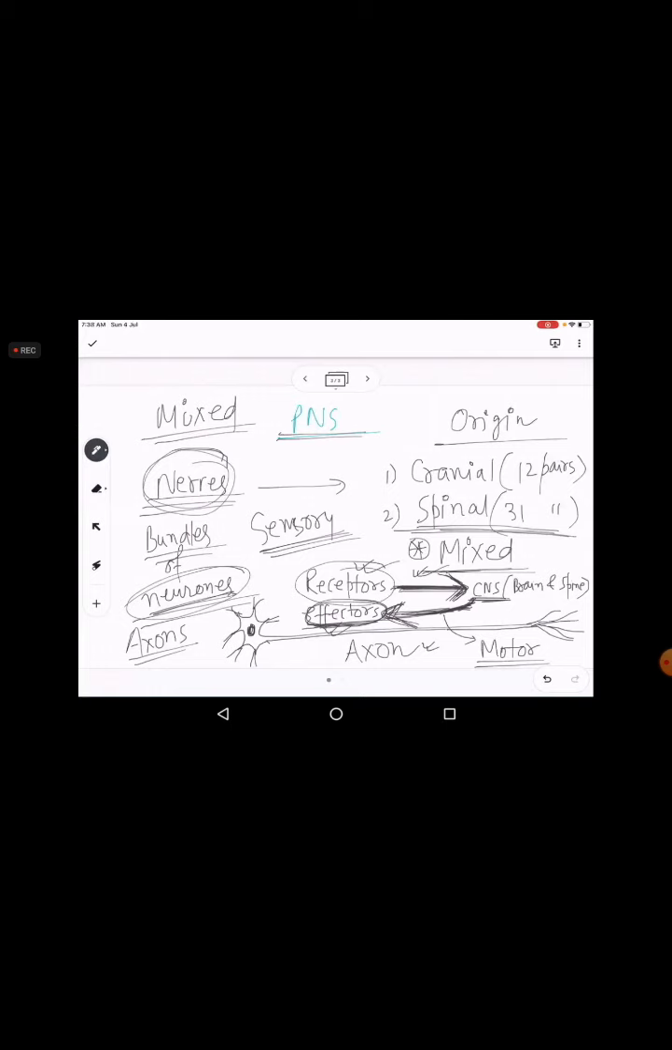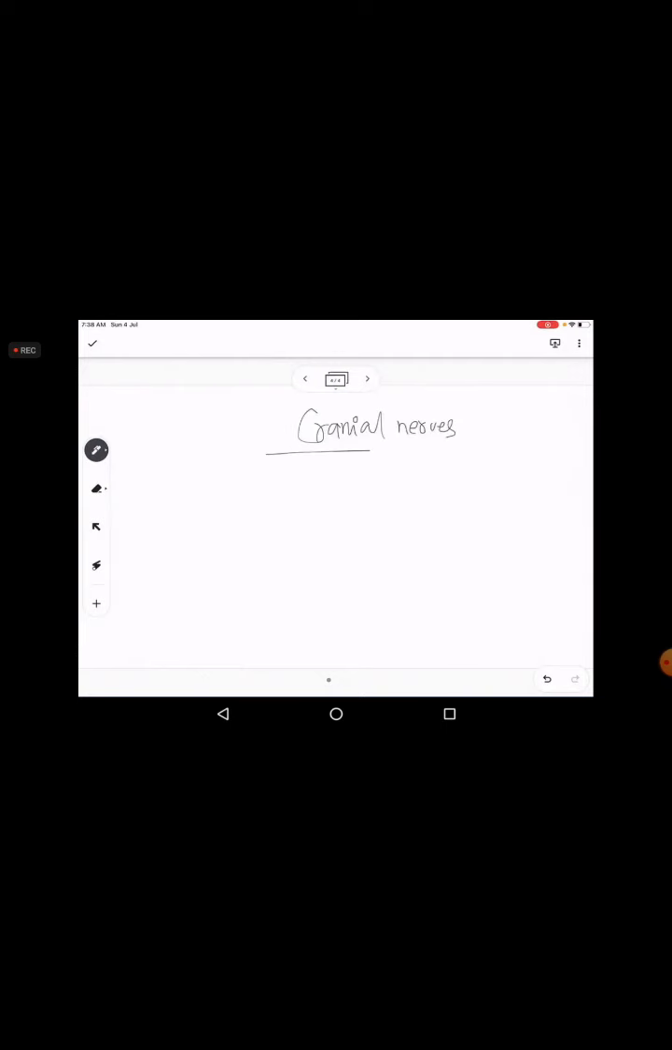Now, what about cranial nerves? Cranial nerves are the nerves which originate from your brain. They are 12 pairs in number. And what kind of nerves are these cranial nerves? Mixed? Not all. Sensory? Not all. Motor? Not all. So remember, nerves can be sensory, nerves can be motor, and nerves can be mixed. So sensory, motor, and mixed.